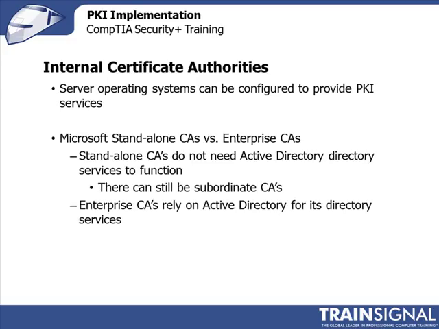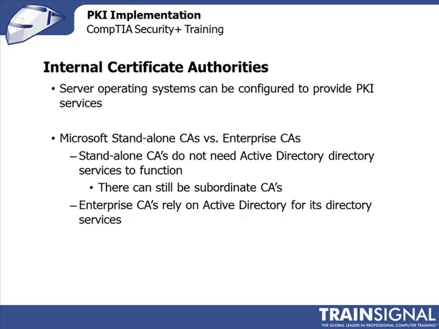Microsoft Certificate Services offers two options: standalone CAs and enterprise CAs. In the world of Windows, a standalone CA is not the same thing as a single CA trust model that we'll talk about a little later in the lesson. Instead, it refers to a CA structure that does not need Active Directory to function. So that means there still can be subordinate CAs. Again, we'll talk about that in a minute.